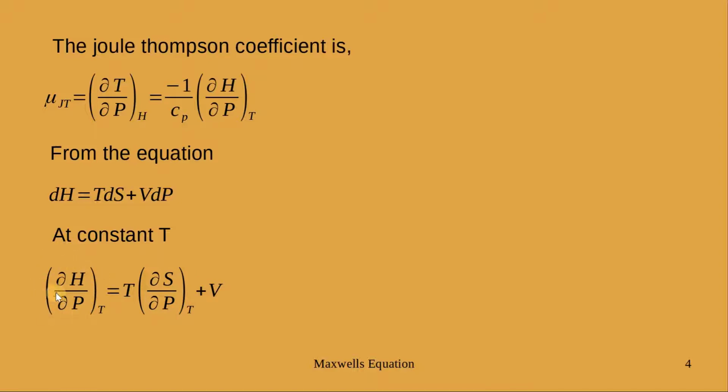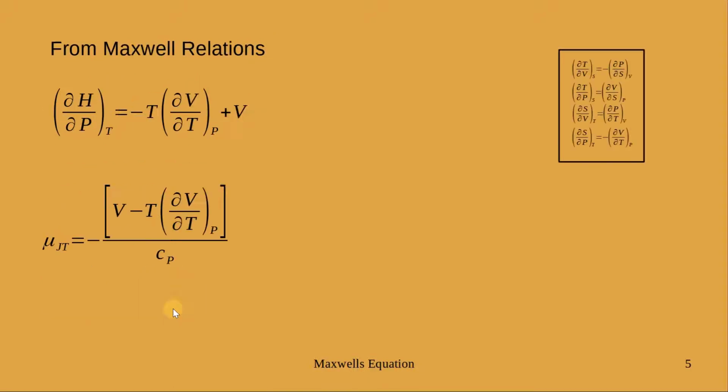Now we have a replacement for dou H by dou P in this equation, but we still do not know how we would calculate dou S by dou P for a real gas. The Maxwell's relations come to our aid. From the Maxwell's relation, we have dou S by dou P at T is equal to minus dou V by dou T at P. Now we replace this and we get dou H by dou P is equal to minus T dou V by dou T at P plus V. Now we replace this and we get the Joule-Thomson coefficient as minus V minus T dou V by dou T at P upon Cp.